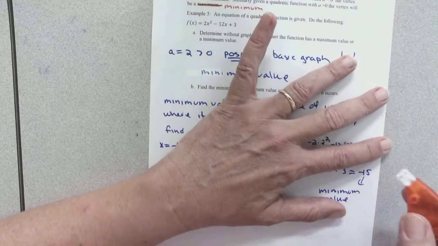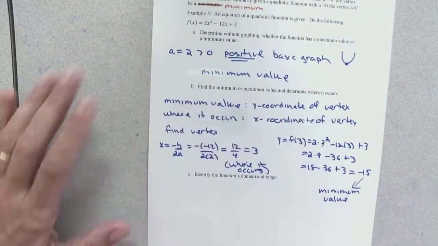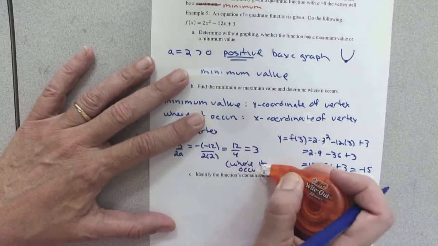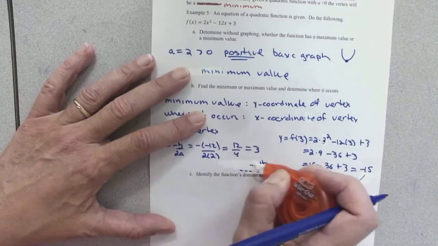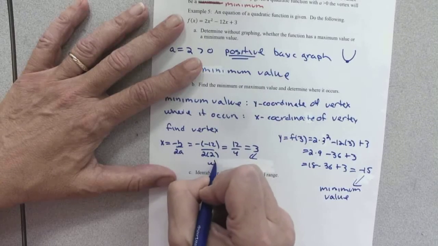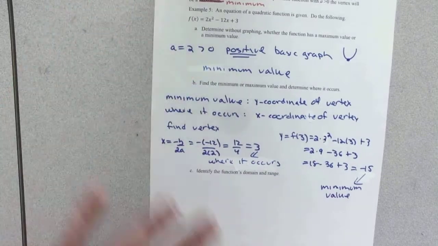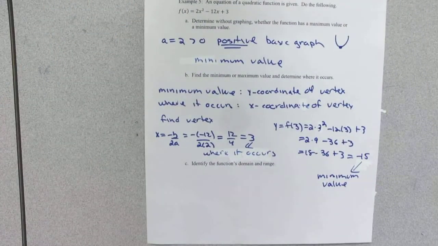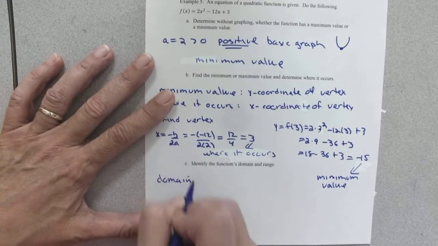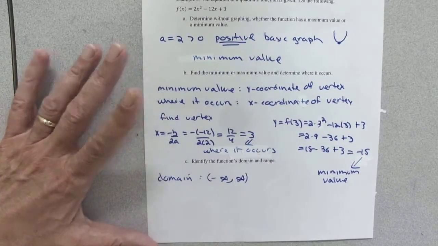Where it occurs is your x-coordinate. Your y-coordinate is the actual value. So there's where it occurs. Can't really read that, can you? So that is where it occurs, and the actual value is negative 15. Then determine the function's domain and range. As we've said every single time, the domain for all these quadratics is negative infinity to infinity.